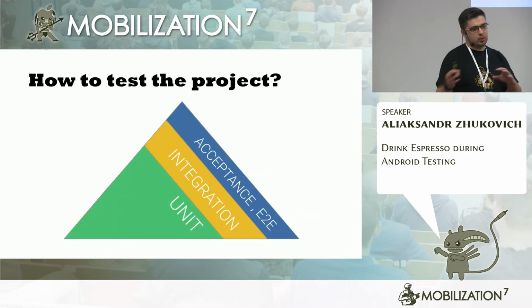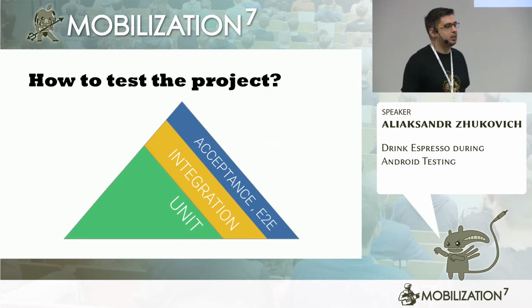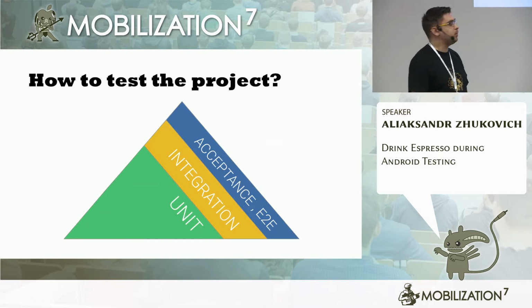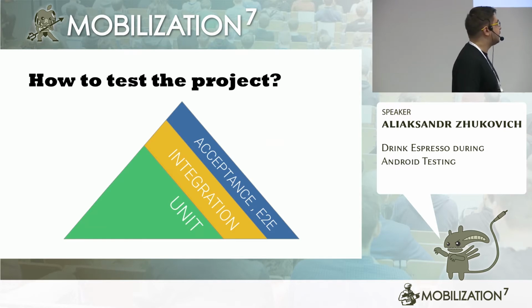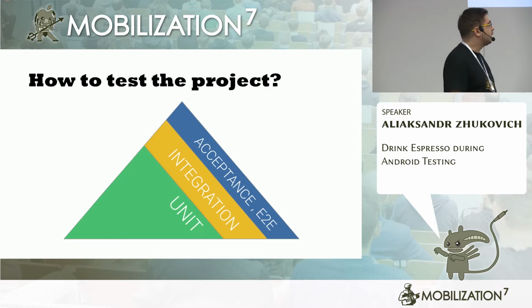Right now, we more or less know which categories of tests and ways of testing we have in Android, and how we can test efficiently. Many companies around the world use this concept, which is called the testing pyramid, and the main idea here is that we split all bunches of tests into three different layers: unit, integration, and acceptance or end-to-end tests.